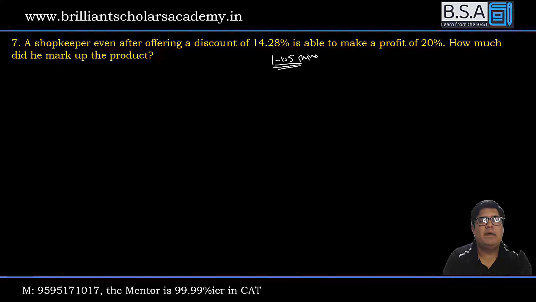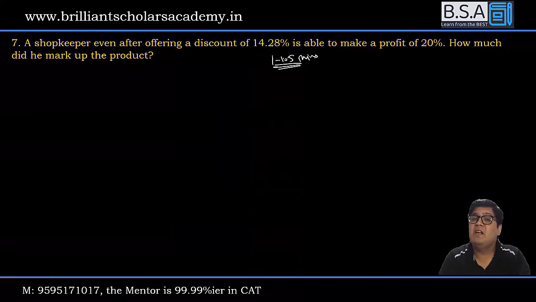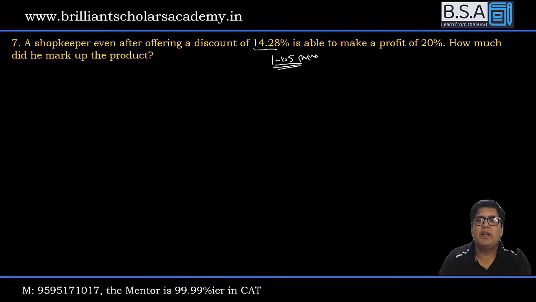A shopkeeper, even after offering a discount of 14.28 percentage, was still able to make a profit of 20 percentage. How much did he mark up the product? How much did he increase the price of the product?